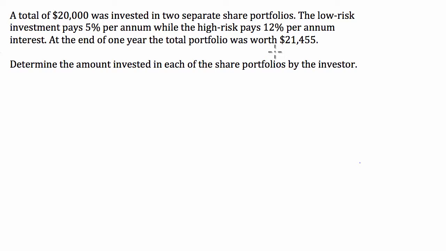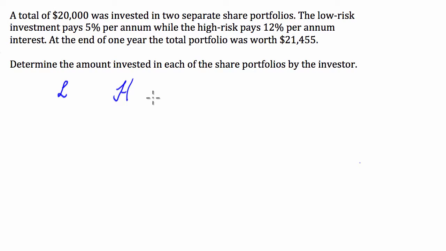So we've got two portfolios. We've got a low risk portfolio and a high risk portfolio. So I'm going to denote the amount invested in the low risk portfolio L, and I'm going to denote the amount that we invest in the high risk portfolio H.